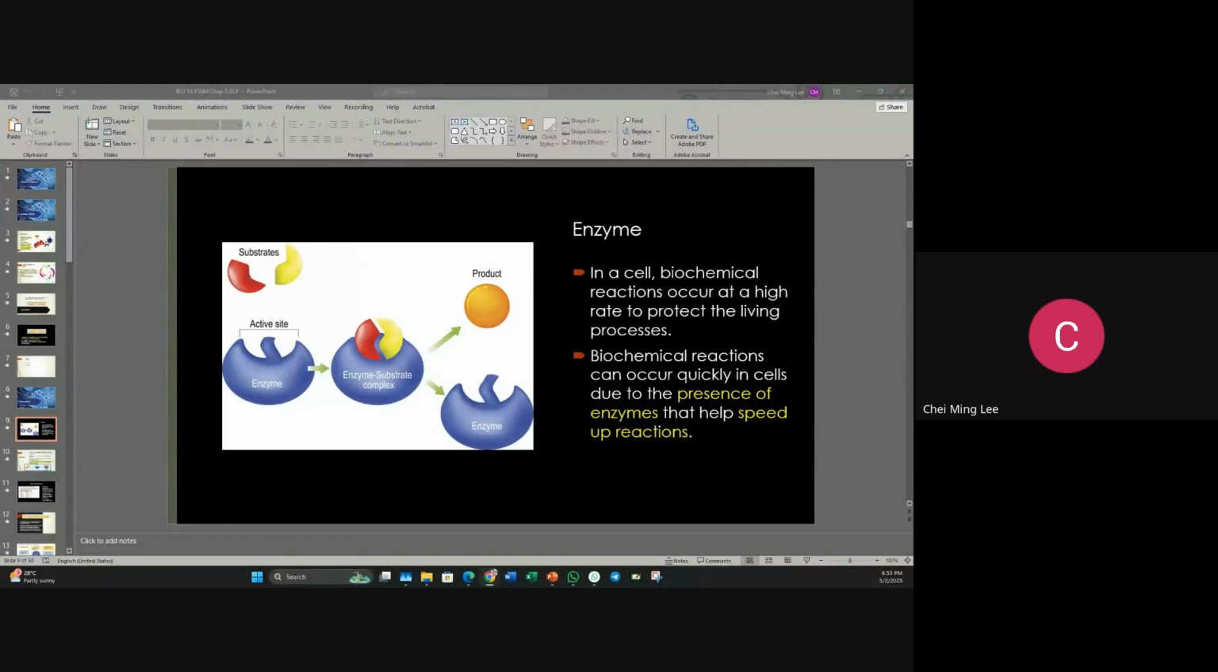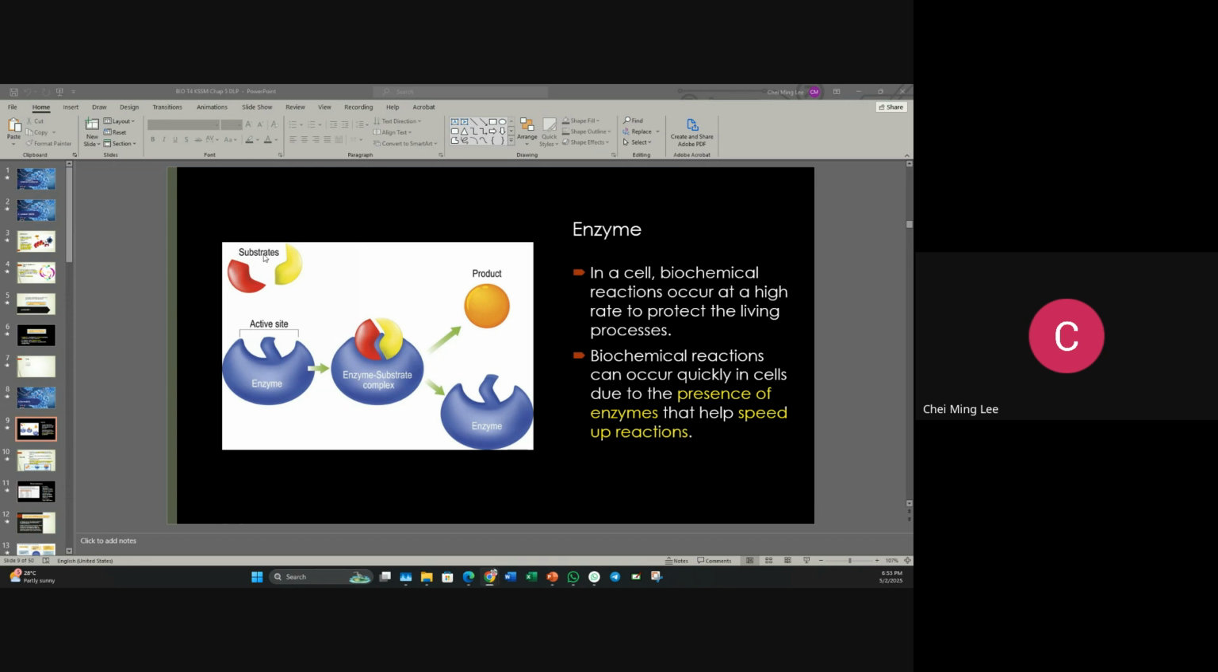All right, let's continue. So the biochemical reaction normally can occur quickly in the cell due to the presence of enzyme that help to speed up the reaction. So like catalyst, it will help to speed up the reaction. However, remember, before and after the reaction, nothing changed on enzyme. Same goes to catalyst. It will remain the same. Okay, it just helps to speed up the process.